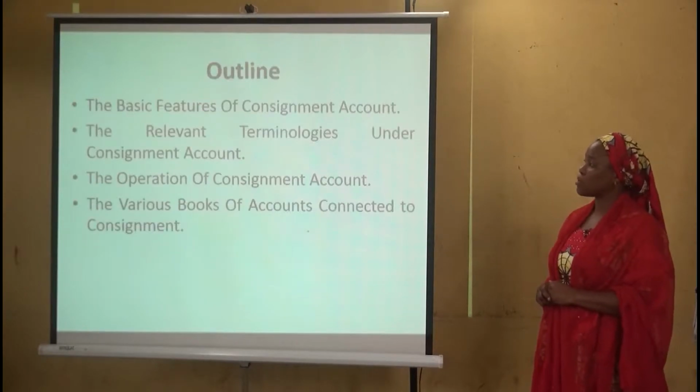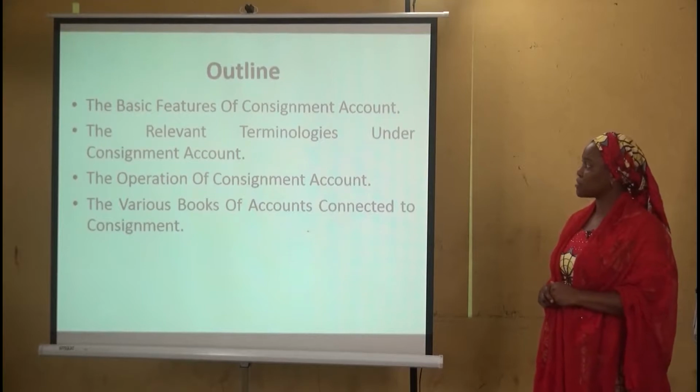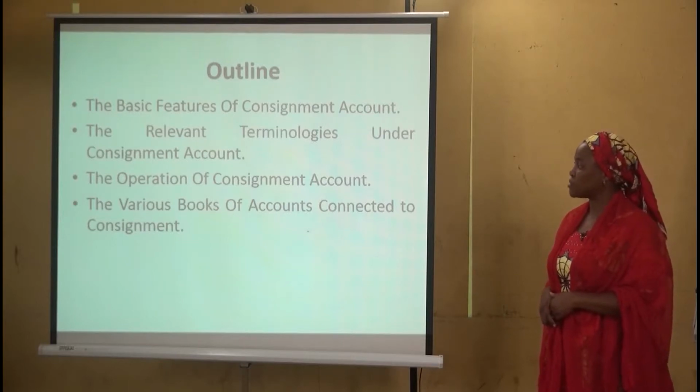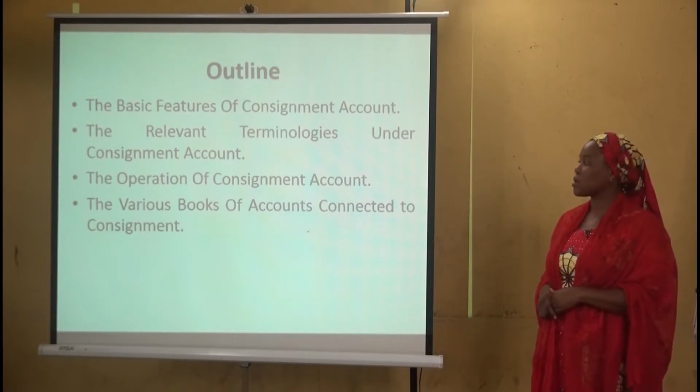Today, our outline on consignment account: we will discuss the basic features of consignment account, the relevant terminologies under consignment accounts, the operation of consignment accounts, and the various books of accounts connected to consignment.